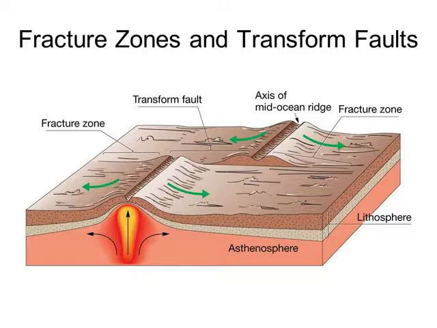And these transform faults are believed to accommodate the different spreading rates of the mid-ocean ridge. So if you guys remember from an earlier lecture, there were different spreading rates depending on where you were along the mid-ocean ridge. And so the mid-ocean ridge doesn't spread at the same rate along the entire thing. So in order to accommodate those different spreading rates, scientists theorize that that's the reason why there are transform faults along the mid-ocean ridge.